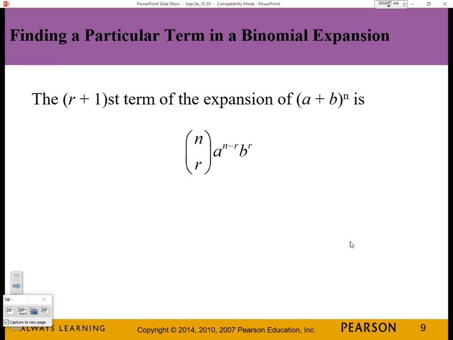Okay. Write this formula down. Finding a particular term in a binomial expansion. So let's say you were expanding 2x plus 7 to the 4th, and you just wanted the third term. This would get you there.